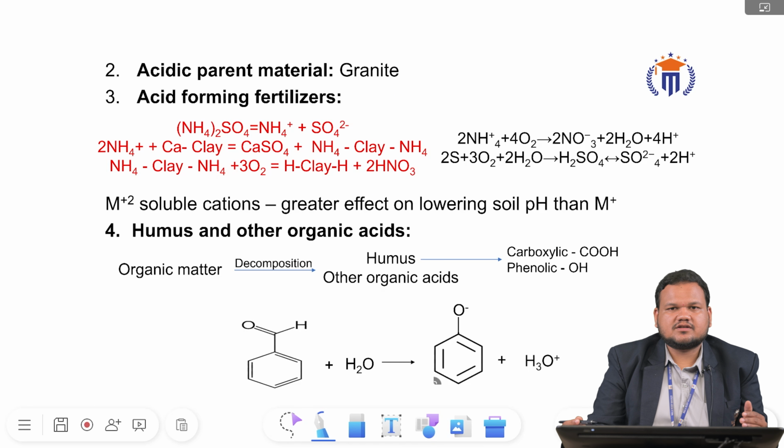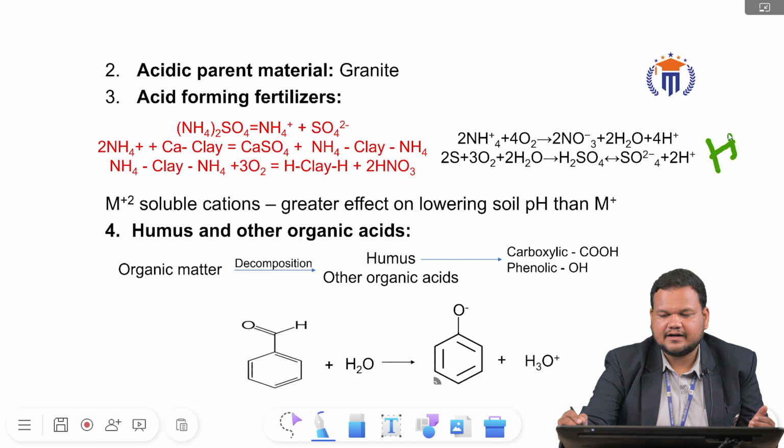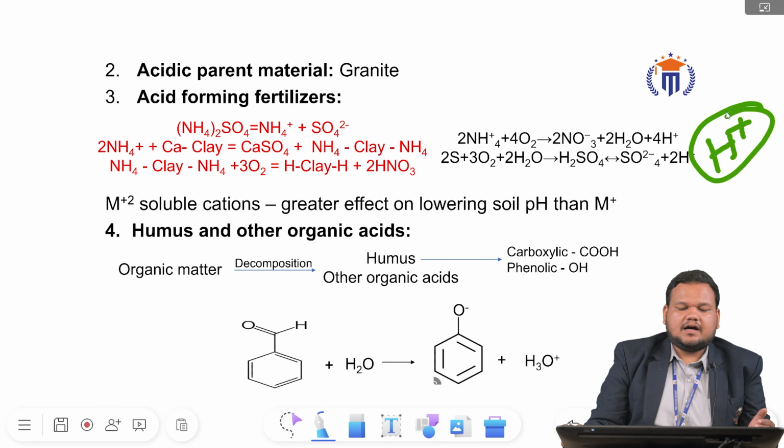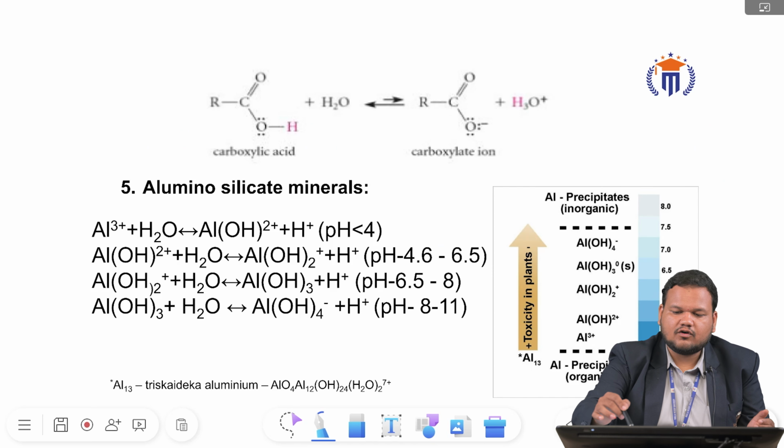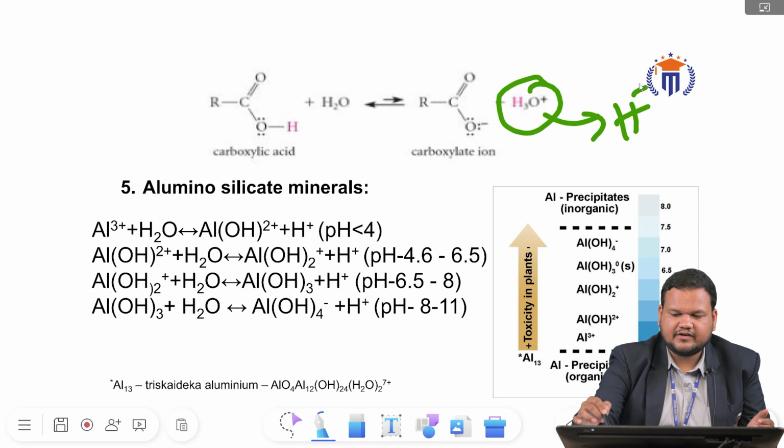And also, based on inherent capacity, that is acidic parent material, for example granite, and also some acid forming fertilizers such as urea and ammonium sulfate, which when released into the soil increase the hydrogen ion concentration. Also the humus and organic acids: where organic matter decomposition happens, there is a greater release of carboxylic acids and phenols. This carboxylic acid, when reacting with water, results in the formation of hydronium, which again releases some H+ ions into the soil.